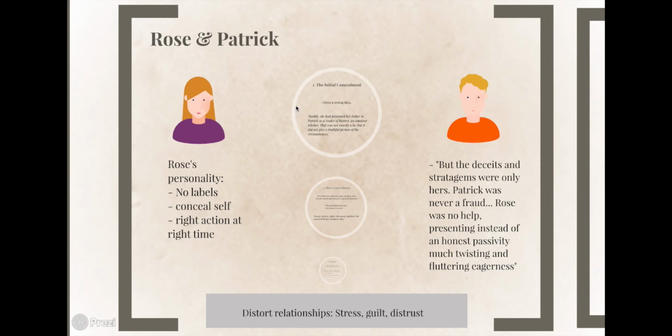As you can see, the quote on the screen says, "But the deceits and stratagems were only Rose's. Patrick was never a fraud, but Rose was no help, presenting instead of an honesty, passivity, much twisting and fluttering eagerness." Drawing some inferences from this quote and also from my own observations, Rose has a mindset of doing the right thing at the right time, even though the action itself may differ from what she really thinks. And furthermore, Rose is also extremely subjective. She doesn't want other people to label her or force her into something she doesn't want. And this was actually one of the most prominent divides between Rose and Dr. Henshaw.